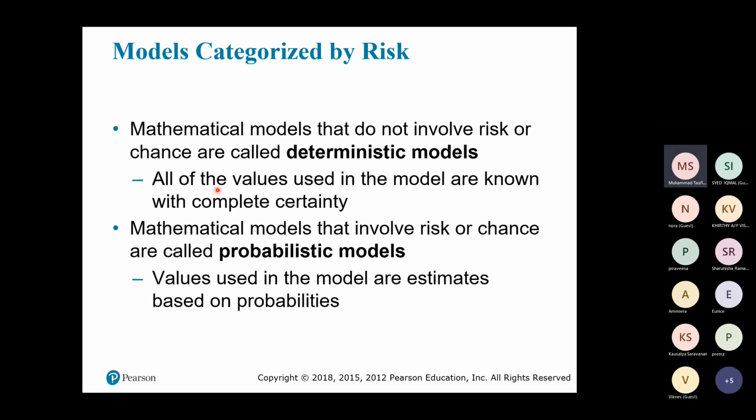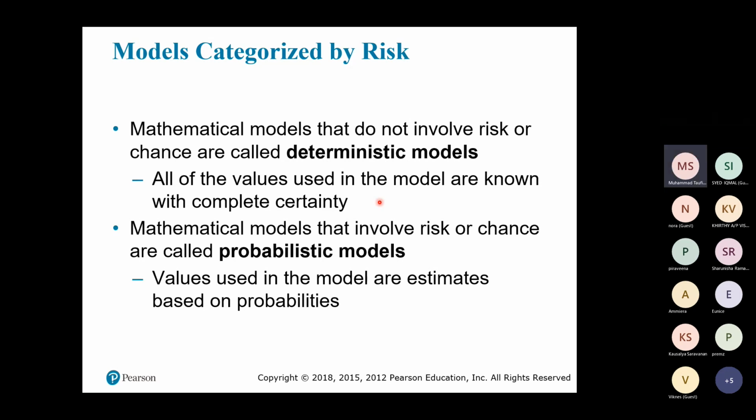In a deterministic model, all the values used in the model are known with complete certainty. All the input data you put in the model is 100% unchanging, meaning the value is 100% certain. You are certain with 100% accuracy that this is the correct value. That is what we call a deterministic model.